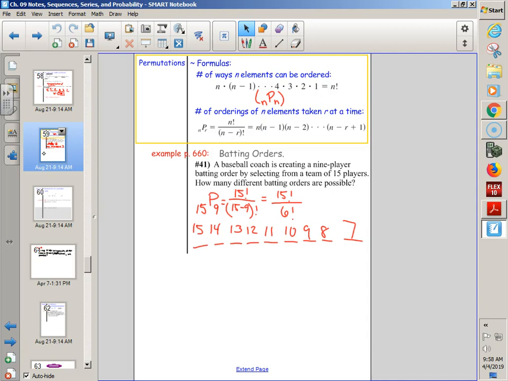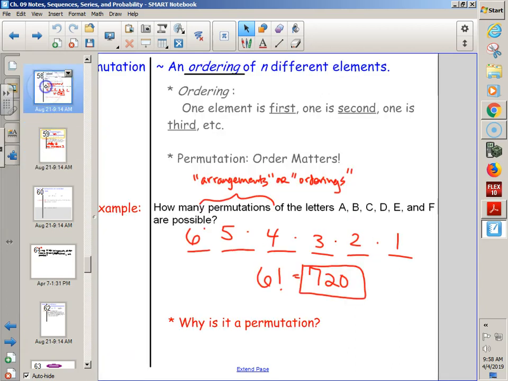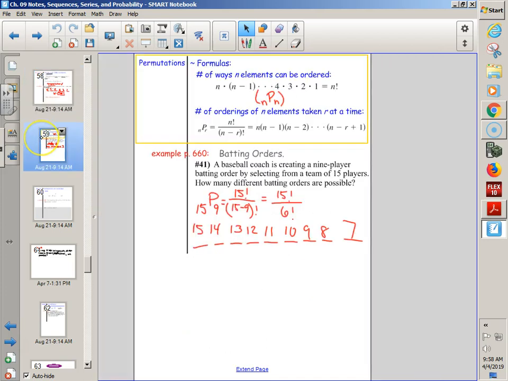Okay. So this one, the top one, the simple factorial, that's only if you're using all of the objects. So like this one, you had 6 letters, you were arranging all 6 letters. So 6 factorial, you were good. But as soon as you have more objects than you are using, then we're going to have to use nPr, in the sense of thinking of it as only part of that factorial.